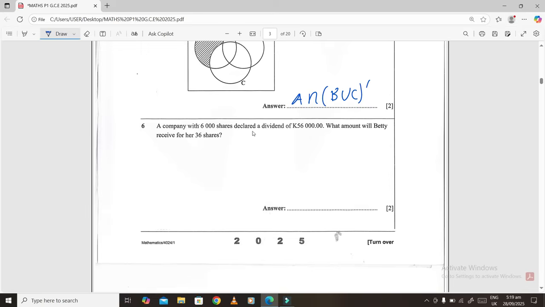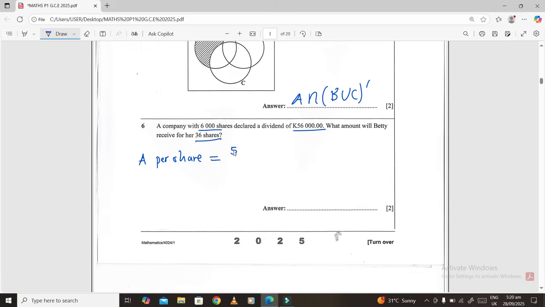So question 6, a company with 6,000 shares declared a dividend of 56,000. What amount will BET receive for her 36 shares? So here we've got the total dividend as well as the number of shares which were injected there. So what we need to do here is to find how much of the amount, or price per share. So how much each share is costing.